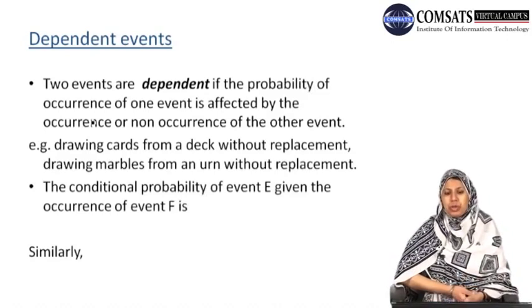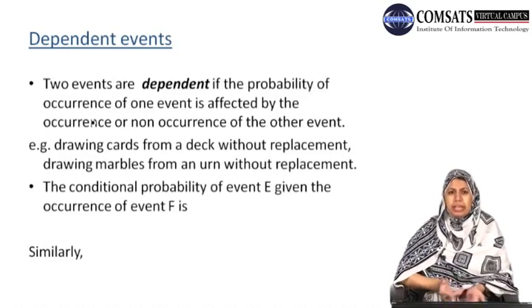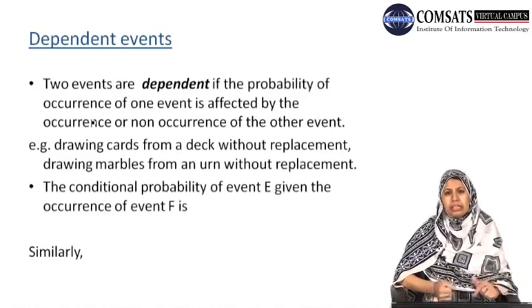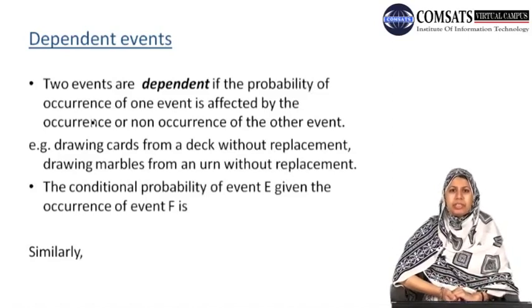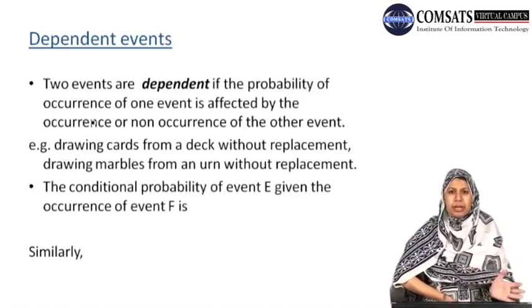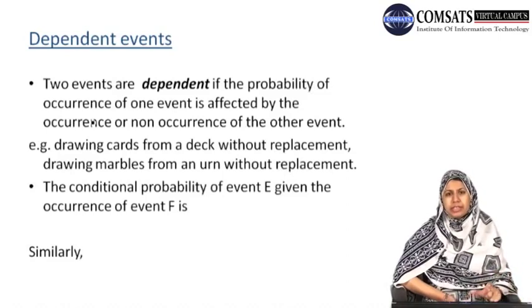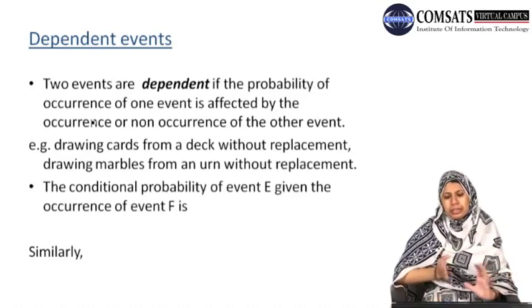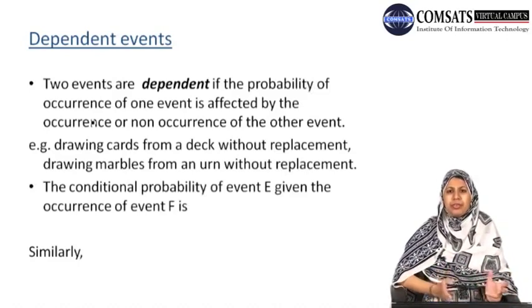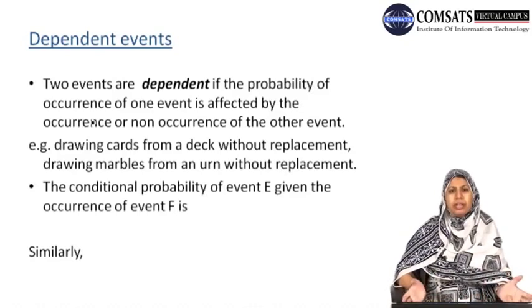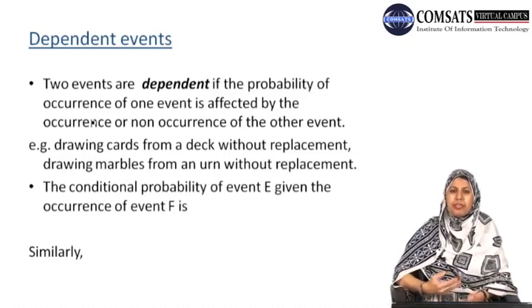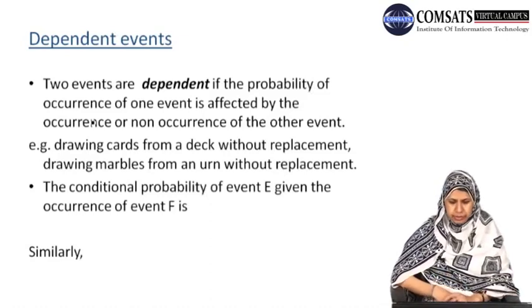Similarly, if we are drawing cards from a deck without replacement, in a deck there are a total of 52 cards. If we have drawn 1 card from the deck at the first stage, and without replacement means this card is not allowed to be put back in the deck, which means that for the second stage we are left with 51 possibilities. That is, the occurrence of the event that we have drawn any one card randomly from a deck has affected the occurrence of our next event. So these types of events are known as dependent events.